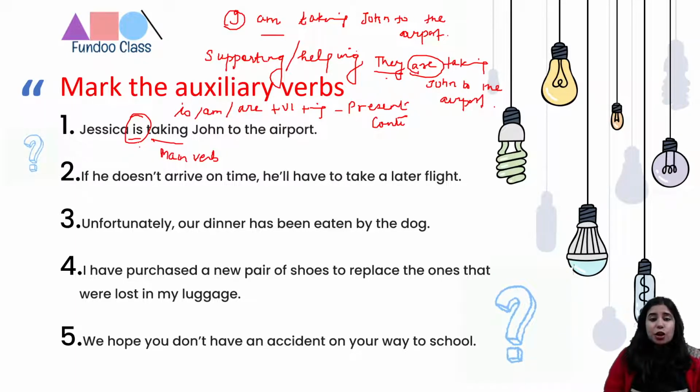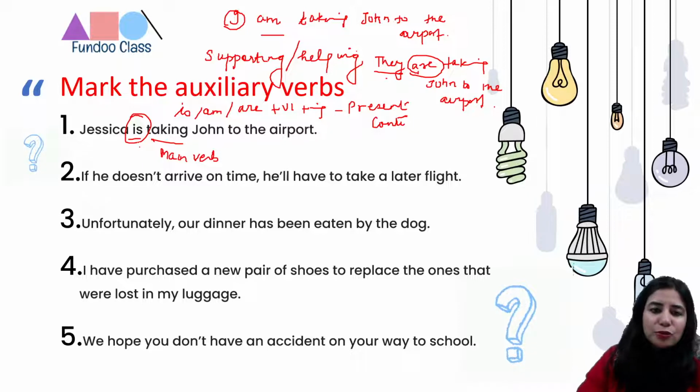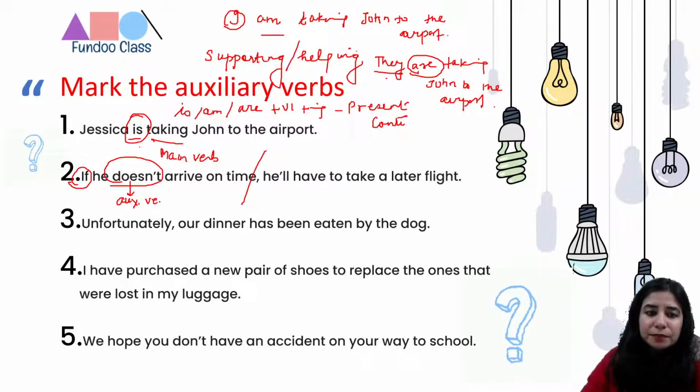If he does not arrive on time, he will have to take a later flight, right? So if we check, the sentence is in two parts. So first we are going to concentrate till this part. If is a condition, of course. If he does not arrive, right? So if you're going to see, does not is the auxiliary verb, right? So this is how we are making a negative sentence with the help of an auxiliary verb.